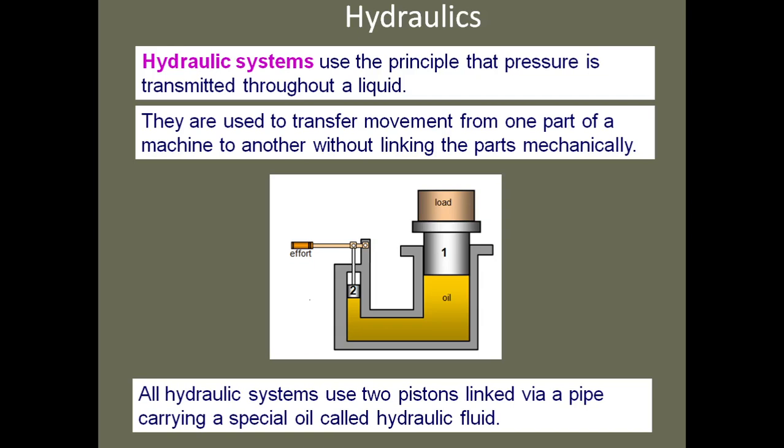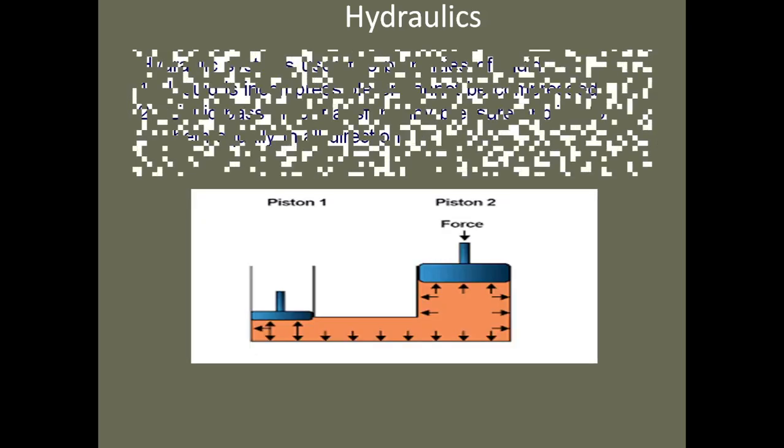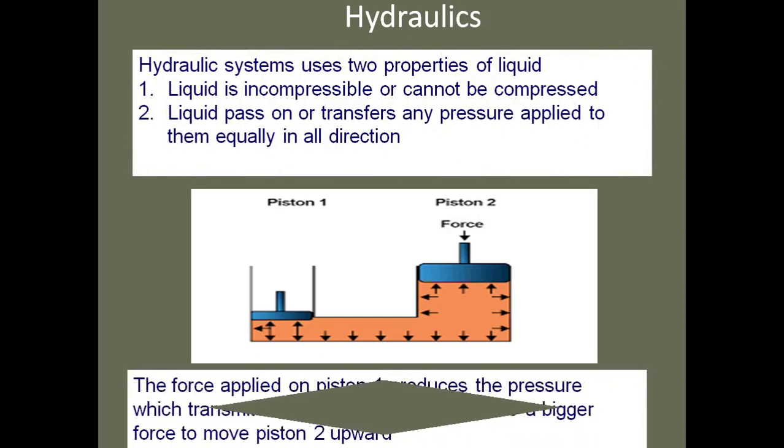All hydraulic systems use 2 pistons linked via a pipe carrying a special oil called hydraulic fluid. Can you list some of the hydraulic systems you know? Some systems use fluid to transmit force, rather, to transmit pressure, which will cause force to be exerted on a particular point. You have an idea? Don't worry, we are going to see some examples later.